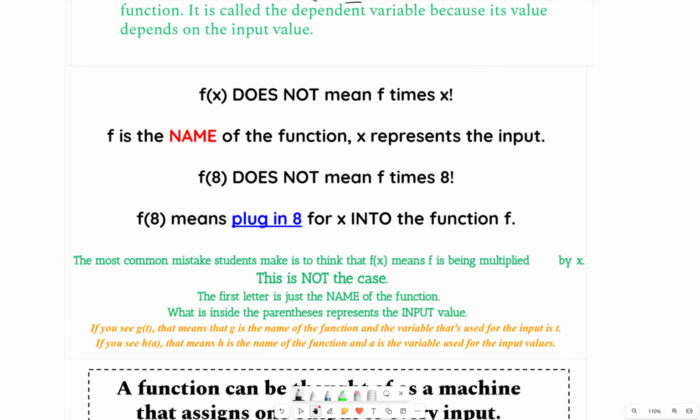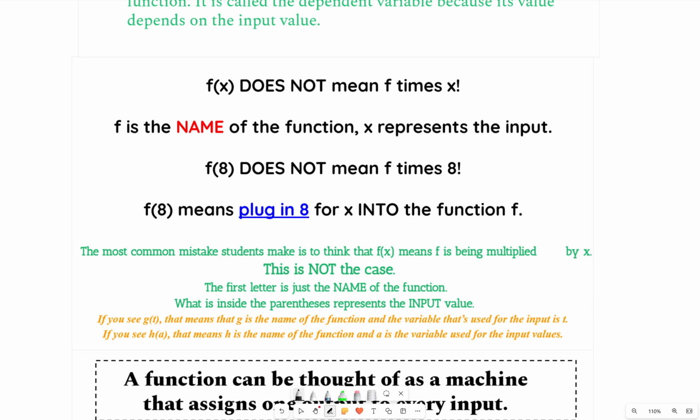Okay, so some little notes, some things to keep track of. F of x does not mean f times x. We talked about that. F, the letter out front, is the name of the function, and x represents the input. So for f of x, the name of this function is f. We can also use different letters for the name of a function. So g of x is just saying g is a function of x, and that helps us differentiate two different functions, f of x, g of x.